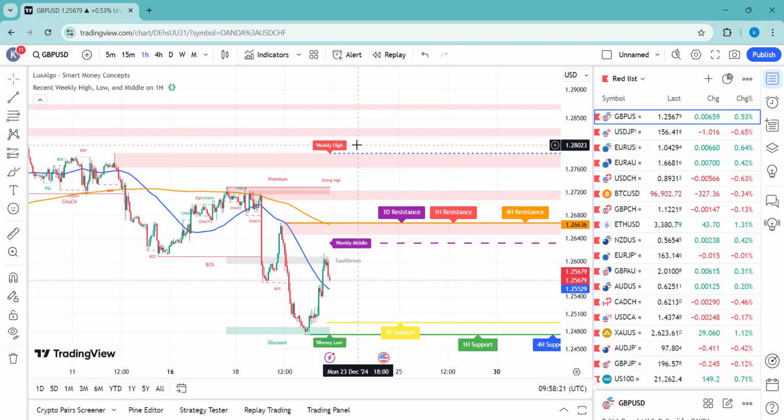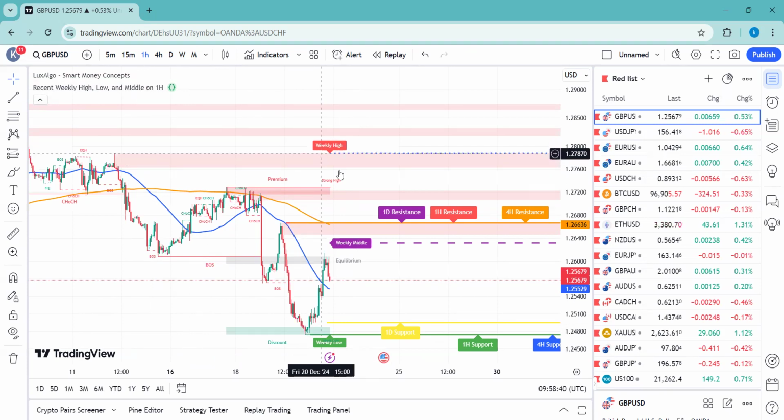Except maybe you are going to a lower time frame like the 15 minutes or the 5 minutes, that creates opportunities for support and resistance constantly. So now you can see that the weekly high created a sell order block here. This is an opportunity for you to get into the trade.